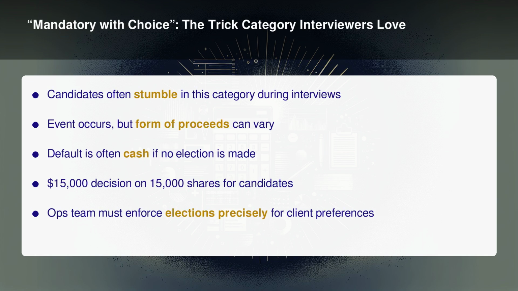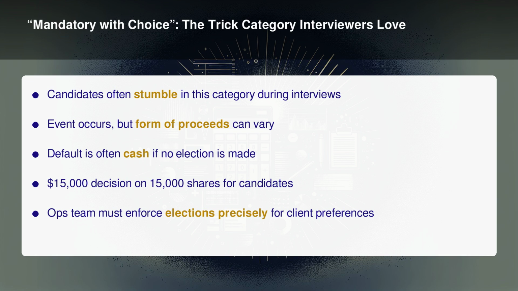This category is where candidates stumble. The event will occur, but the form of proceeds can vary. For example, a dividend with options. Take $1 cash per share, or take stock equivalent to $1 at a reference price. If you don't elect, you get the default, often cash. On 15,000 shares, that's a $15,000 decision.